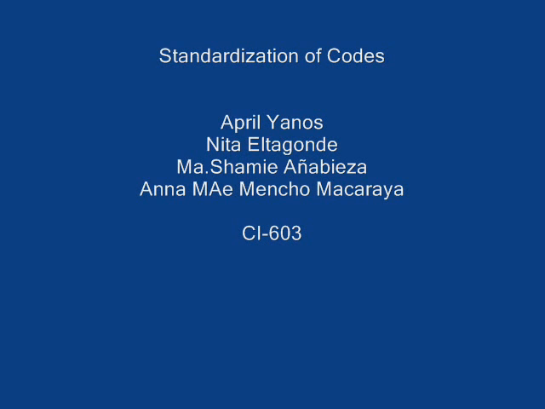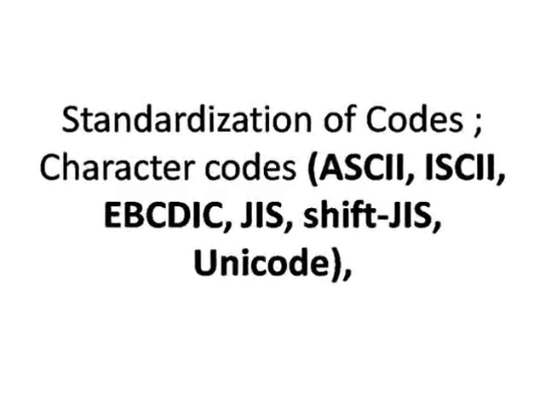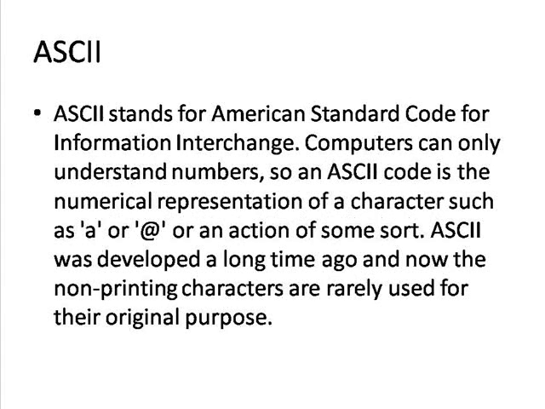An ASCII code is the numerical representation of a character such as A, or an action of some sort. ASCII was developed a long time ago, and now the non-printing characters are rarely used for their original purposes. So below is the ASCII character table, and this includes a description of the first 32 non-printing characters.